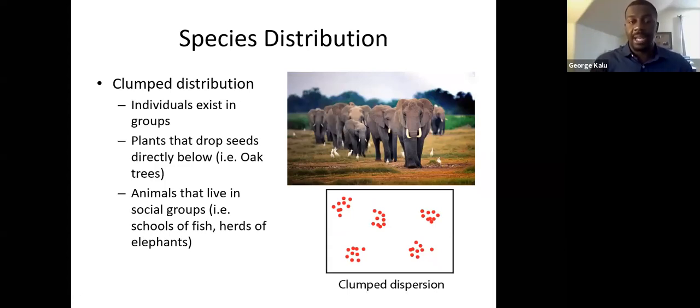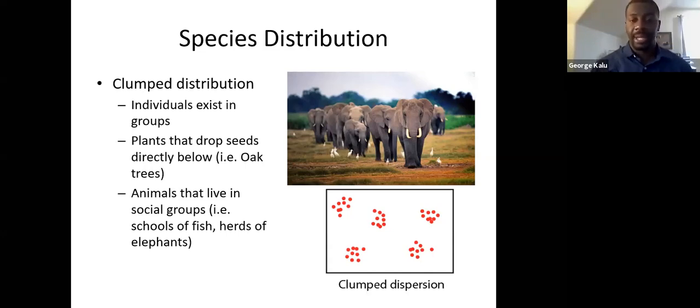We can have some that are like schools of fish, which are also a social group. That'd be another type of clump distribution. And with plants, we can also see clump distributions. If you have a tree that drops its seeds directly below it, as long as those seeds are able to take root and sprout up, you end up with clumps of trees in different locations too. So that's another way we can end up with clump distribution in plants. Clump distributions are where we have individuals that exist in groups.